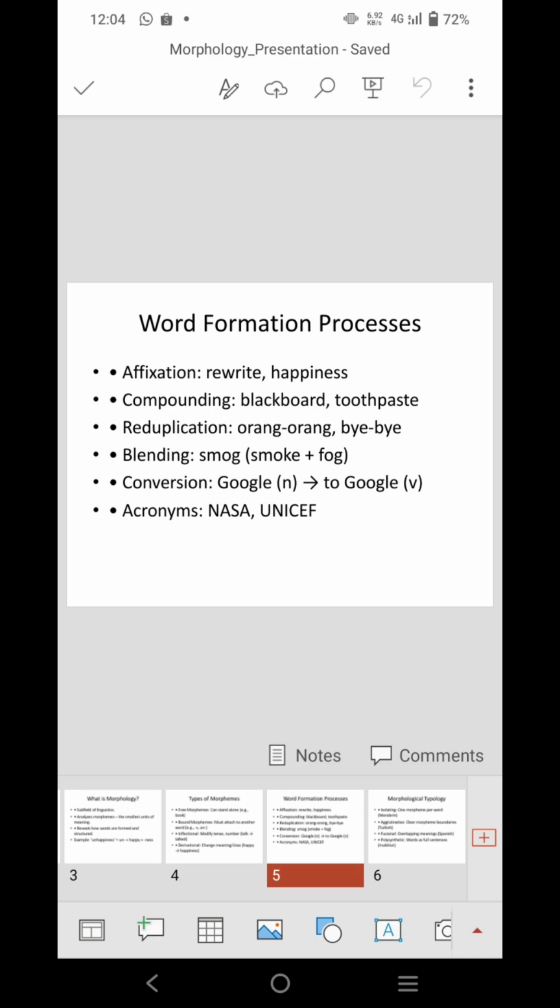Compounding is blackboard, toothpaste. And the third is reduplication, like orang-orang, bye-bye. Blending is like smoke plus fog, smog. The conversion is Google and to Google. And then the last is acronyms, like NASA and UNICEF.